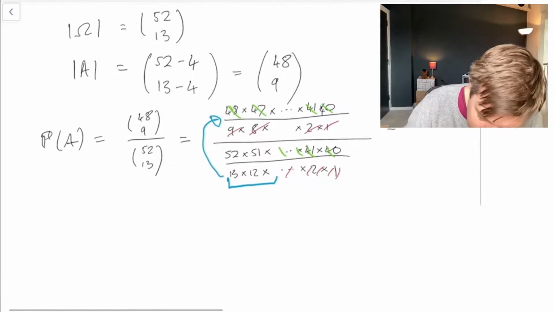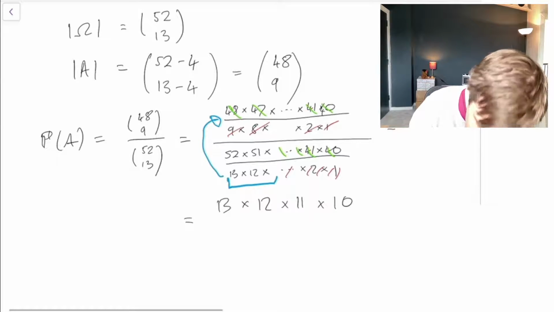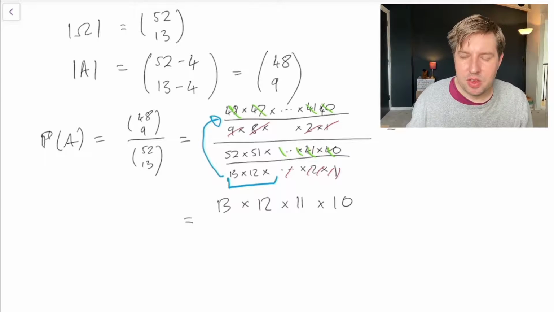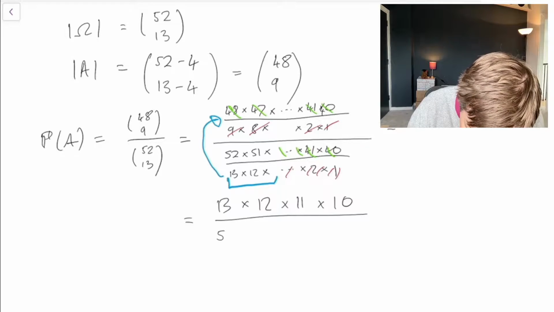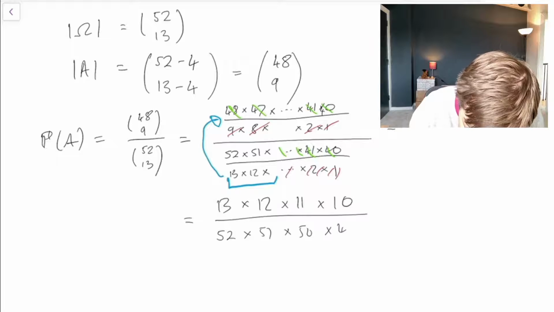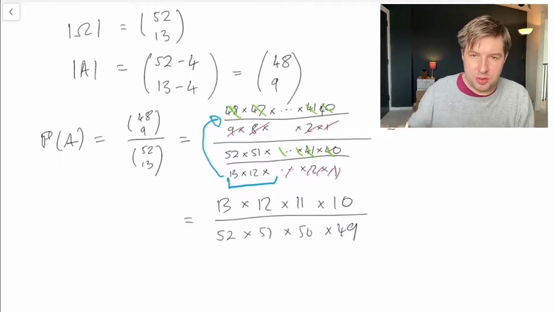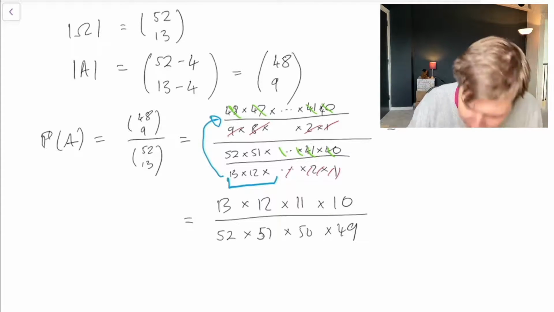And so when we work all that out, what we've actually got left is 13 times 12 times 11 times 10, which is the bit on the very bottom that didn't get cancelled out by the 9, 8, 7, 6, 5, 4, 3, 2, 1. And on the bottom, we've got 52 times 51 times 50 times 49, which was the stuff on the bottom that wasn't cancelled out by the 48, 47, 46, 45, 44, 43, 42, 41, 40. So actually we can neaten it up quite a bit by hand.